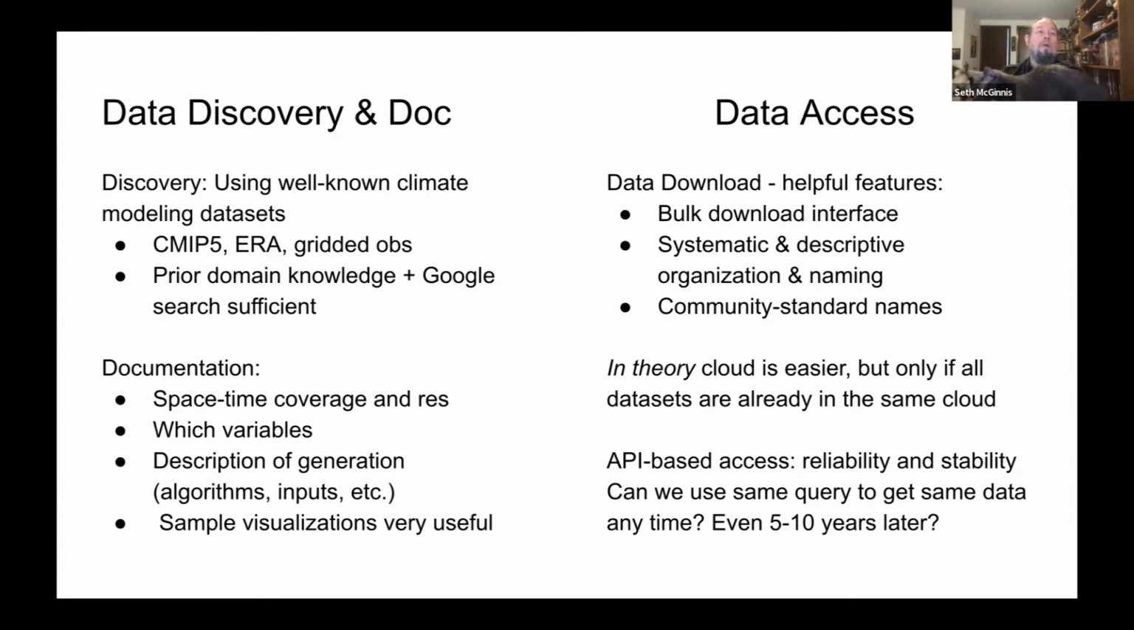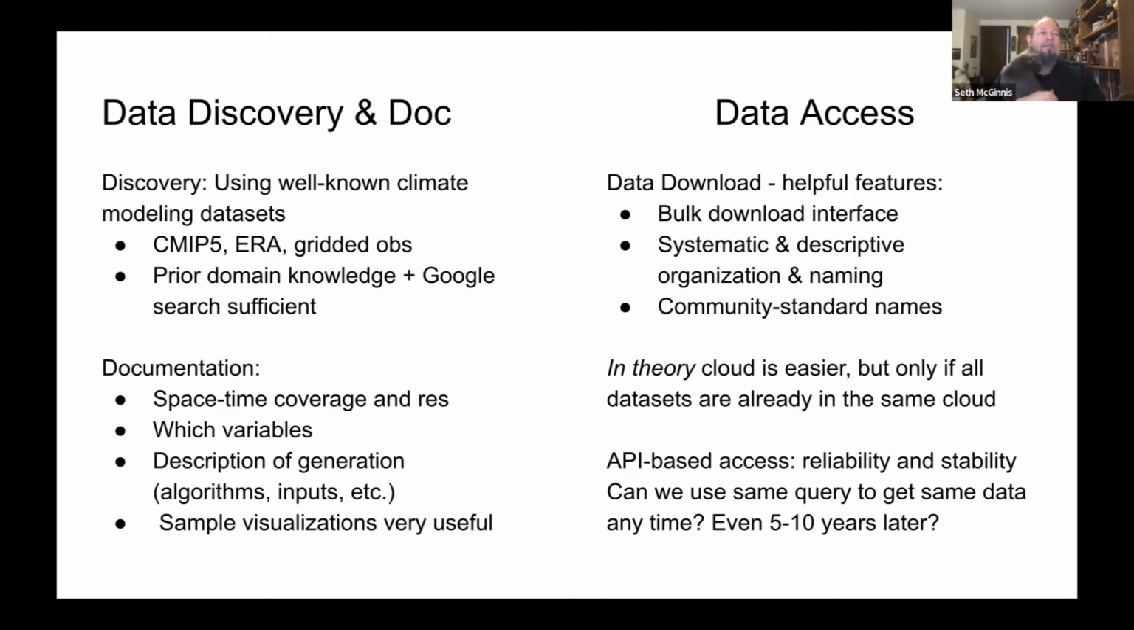For data access, we are doing download, as are many people. So, it's helpful to have a bulk download interface and for things to be systematically named, and all the files to be named in a descriptive way that's consistent, and organized and things like that. And especially if things have community standard names, that can help a lot, because then you don't have to spend lots of time renaming everything to all be exactly the same.